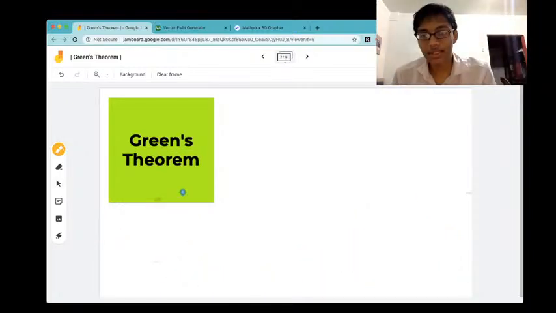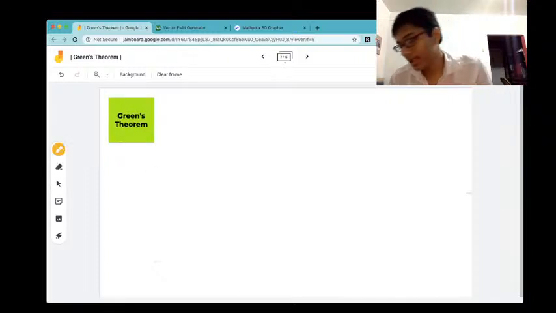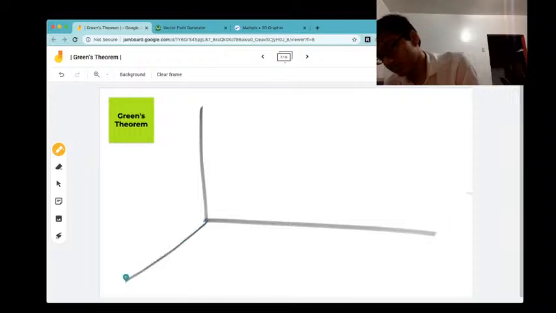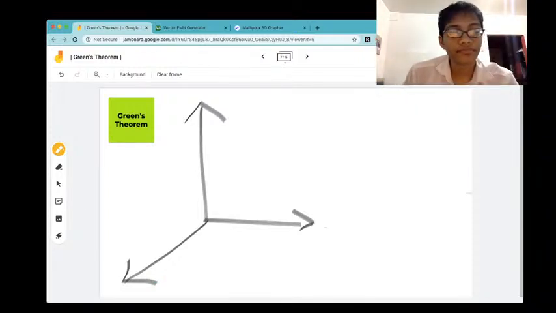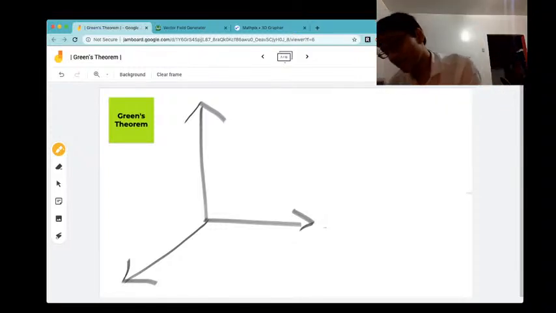Well, let's start with a picture, shall we? A picture to help us grasp what's happening. And my picture is going to start in our good old XYZ coordinate plane, Cartesian coordinate plane. Okay, there's our XYZ coordinate plane. Now what's going to happen on this plane is I'm going to have a closed curve, a simple curve. So let me draw that out for you.